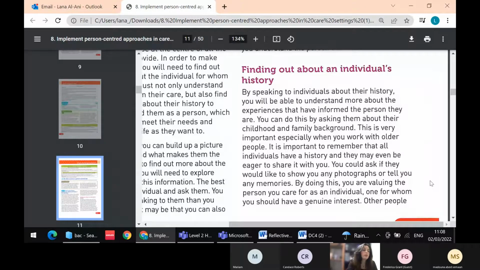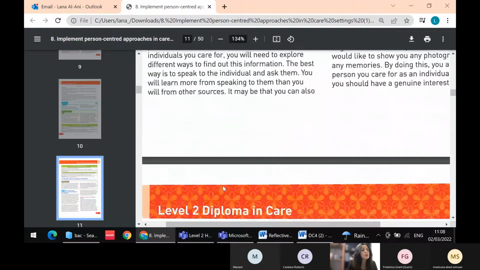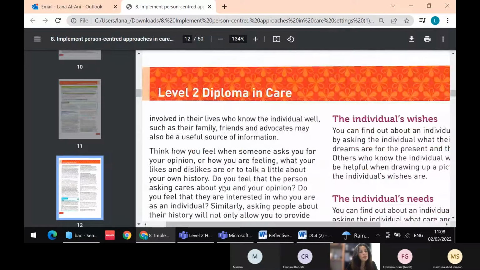And you need to be genuine when you talk to them. You don't just do it because you need to have some information about them. No, you need to be genuine with them.